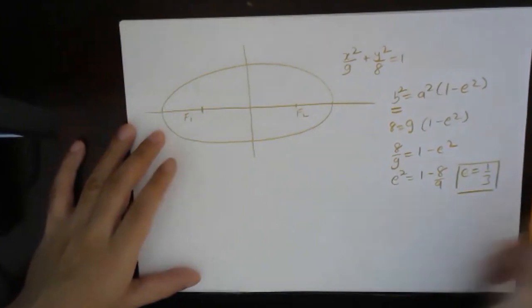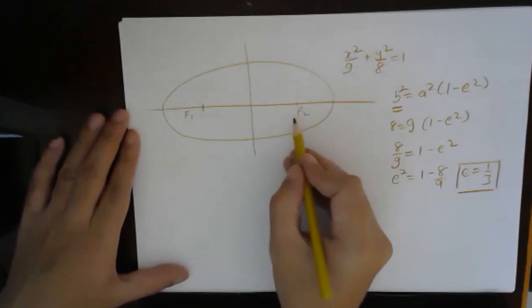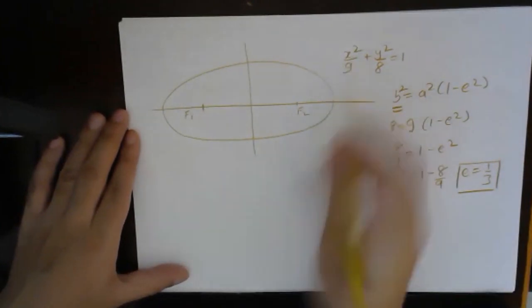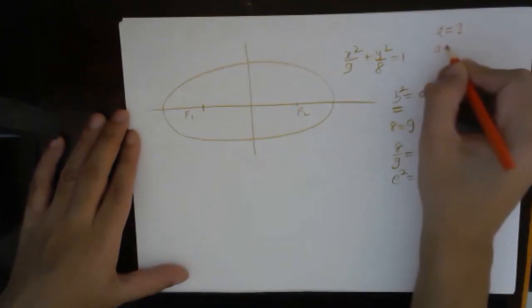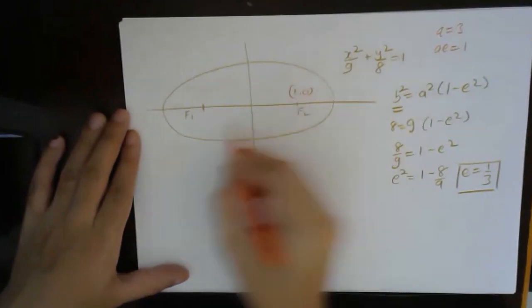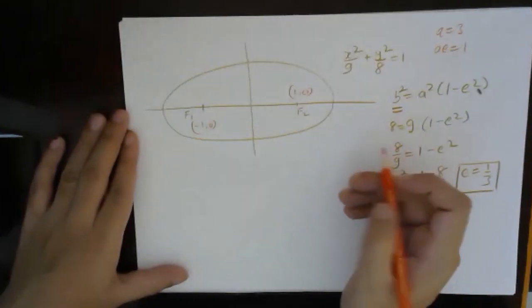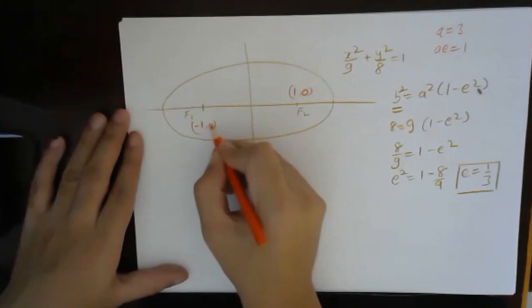So if we have got e equal to 1 by 3, then ae comma 0 will be the foci. a is 3, so ae will be 1. So the foci will be 1 comma 0 and minus 1 comma 0. So these will be the two foci.